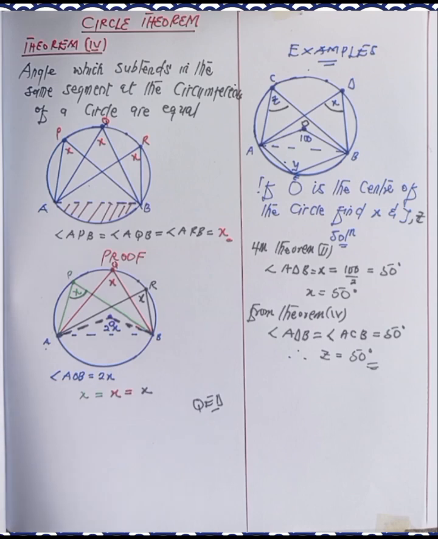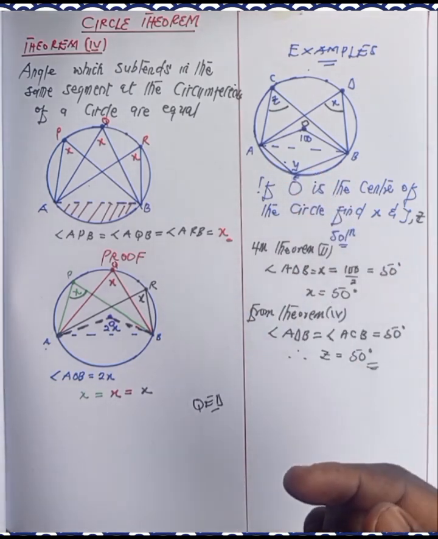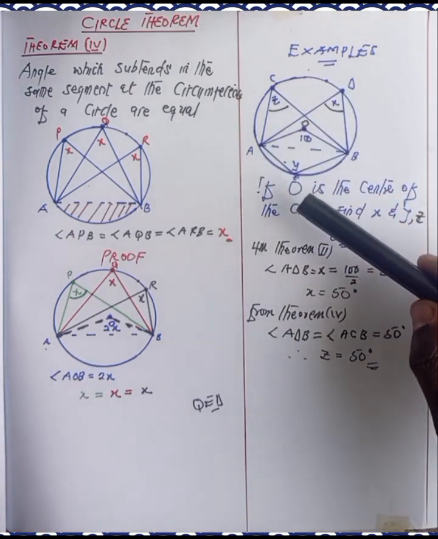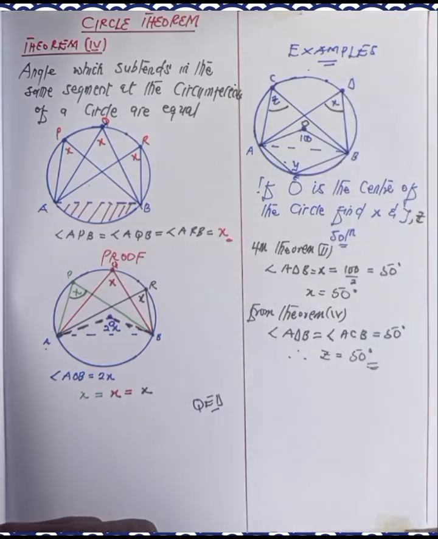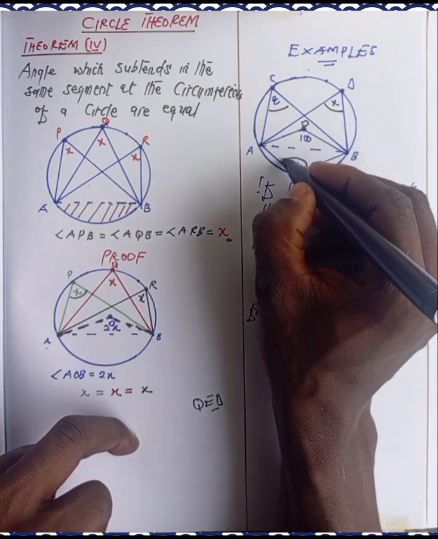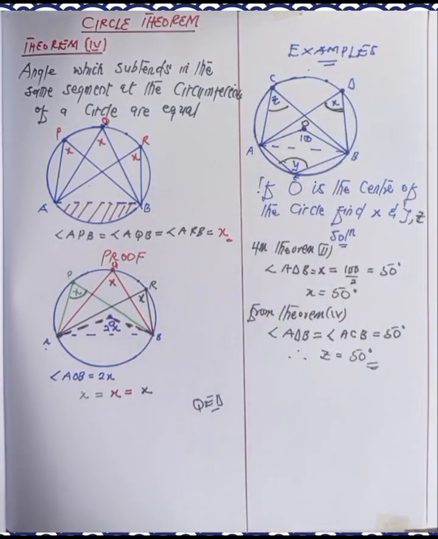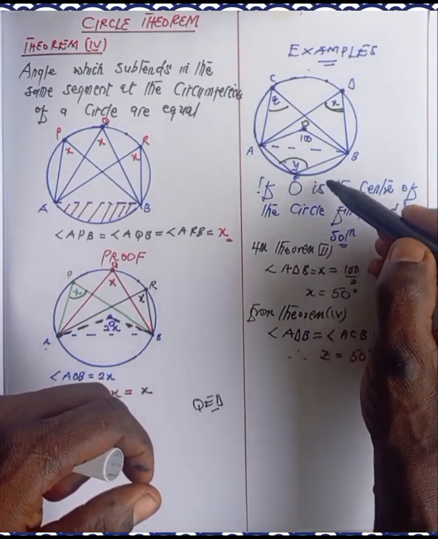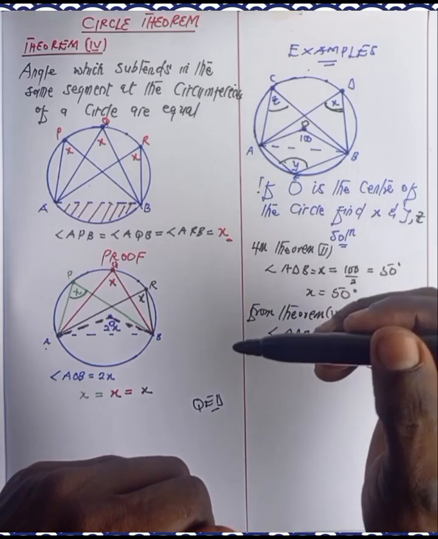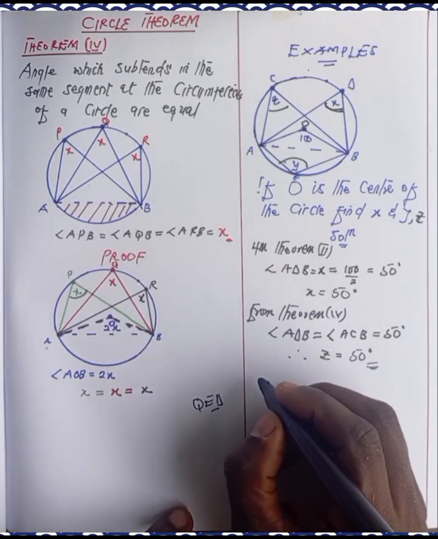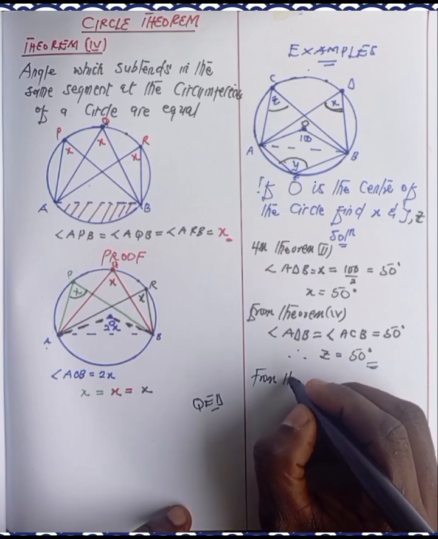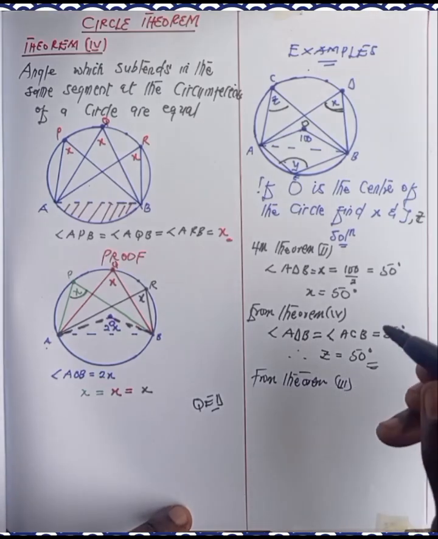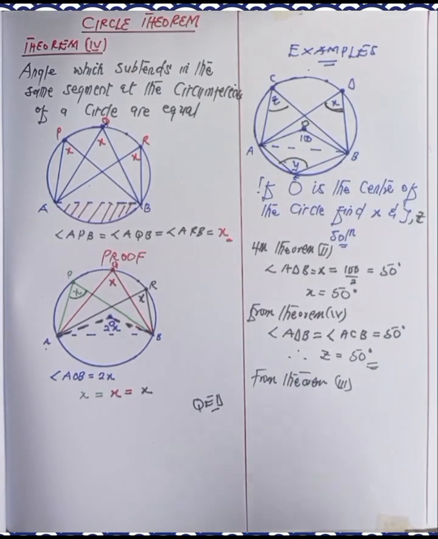Very, very simple. Now we are left with y. Now we can get y from Theorem 3, which says that opposite angles of a cyclic quadrilateral sum up to 180 degrees. Therefore, this angle plus this angle is equal to 180 degrees. We have a quadrilateral ADBE, and it is inscribed in a circle. So we can apply that very theorem. So from Theorem 3, opposite angles in a cyclic quadrilateral are supplementary.